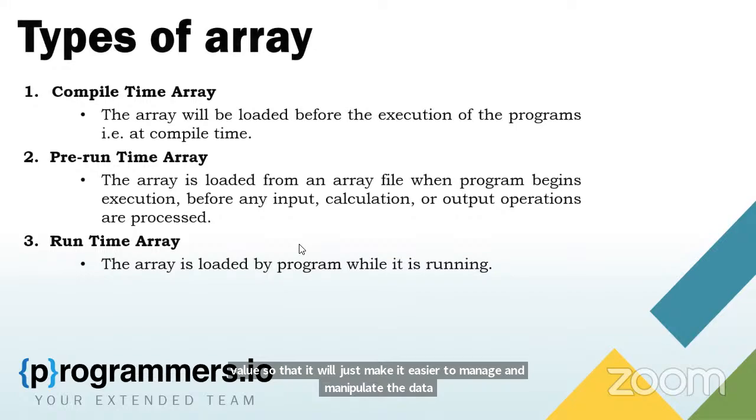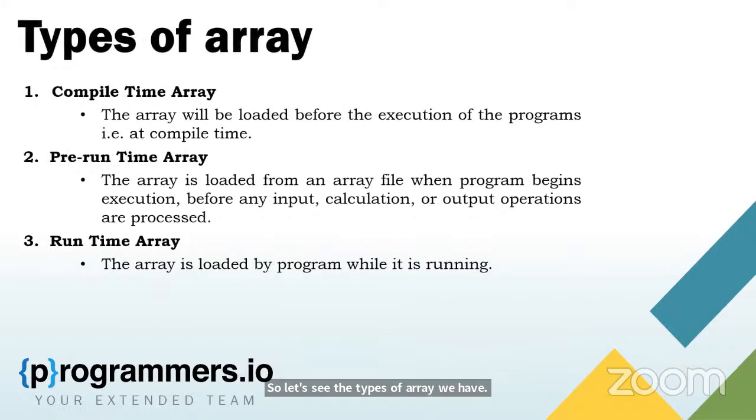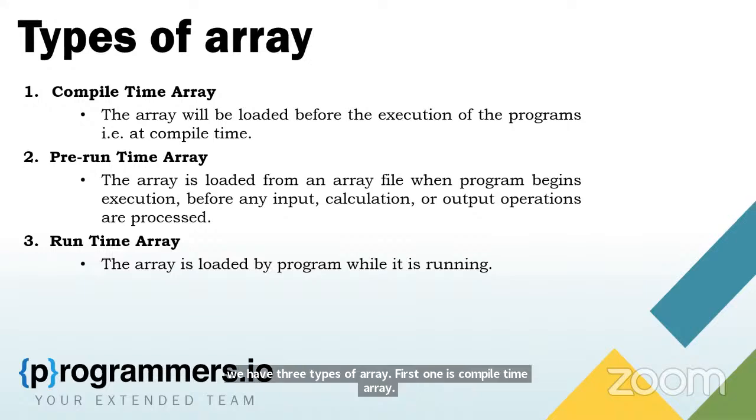So let's see the types of array we have. We have three types of array. The first one is compile time array. The second one is pre-runtime array. And the third one is runtime array.